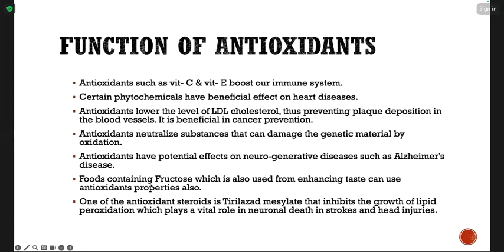Reducing the plaque depositions in our blood vessels. So it also benefits cancer prevention. Just prevent, it's not avoid, we just prevent. So antioxidants neutralize the substances that can damage the genetic material by oxidation.